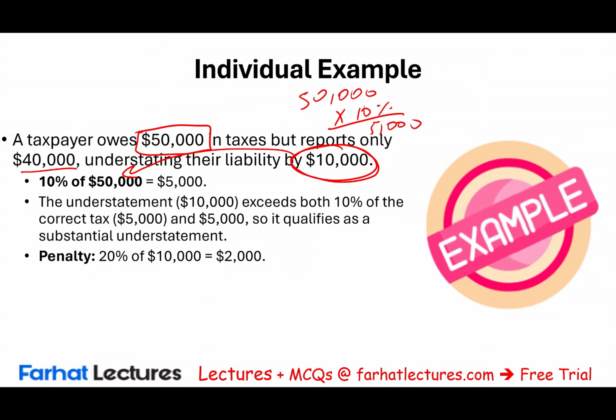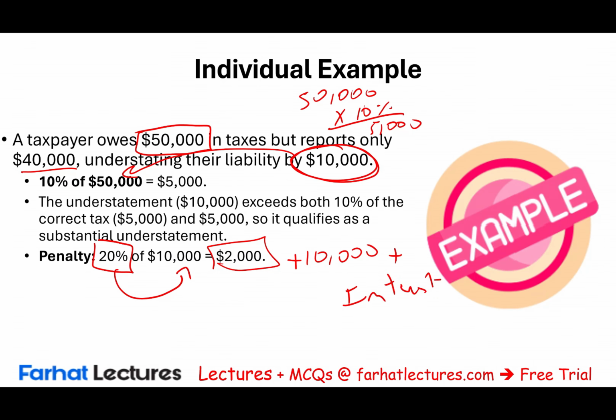How much is the penalty? The penalty is 20% of the amount you understated. $10,000 times 20%, you get charged a penalty of $2,000. Now remember, you get charged a penalty of $2,000, but you still have to pay the $10,000. Then they will add interest depending on how late you are.